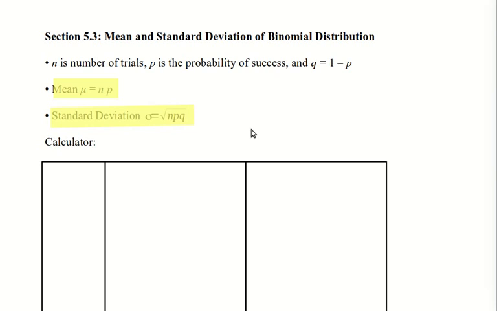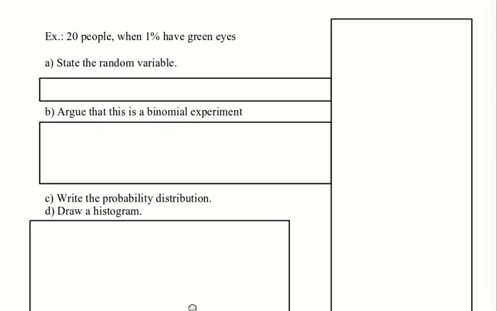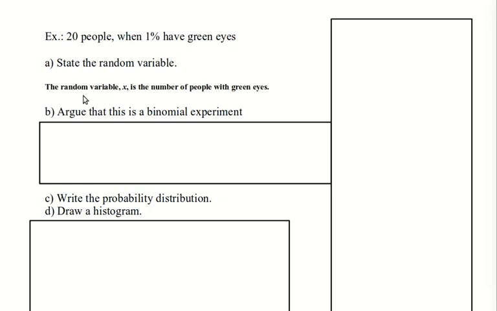Not just one result, not just 0 or 5 or some particular value, but everything. So let's go there, and then let's come back and see how to get that out of our calculator. So again, we're looking at 20 people. Again, we're saying that if that group is randomly selected from the population of the world, we can expect 1% to have green eyes. I copied and pasted. The random variable x is the number of people with green eyes.